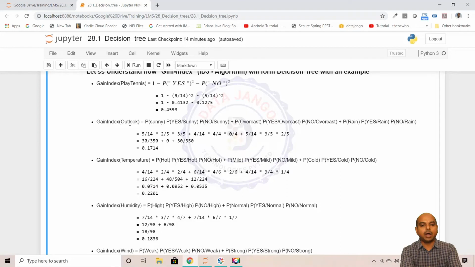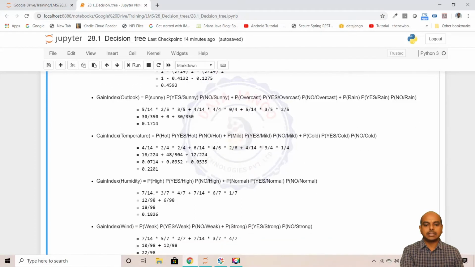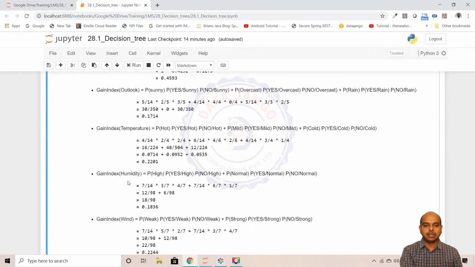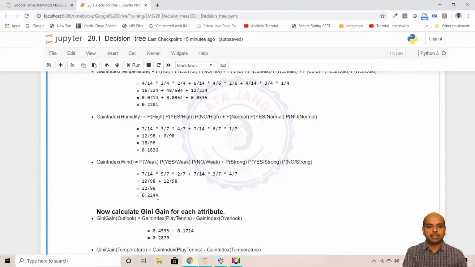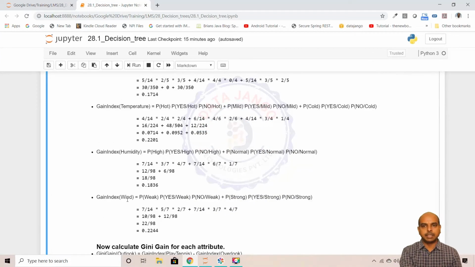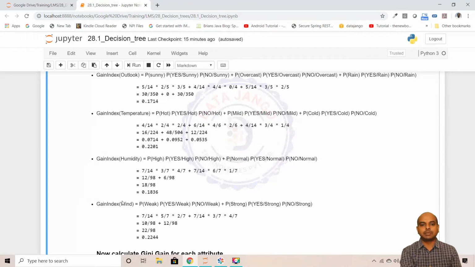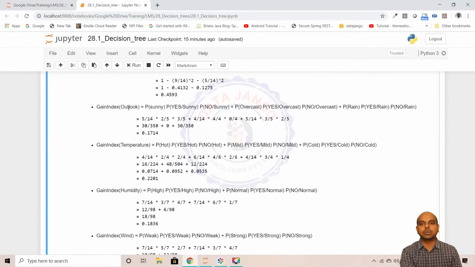That means outlook is purer compared to temperature. When I say pure, it is an impurity measure. Impurity is low, impurity is high. On the third column, humidity, the impurity is a little low, but it is not lower than the outlook. Wind impurity is high. Out of all 4 columns, impurity on wind is high. That means the least preferred column is wind and the best preferred column is outlook. We can split the data on outlook.